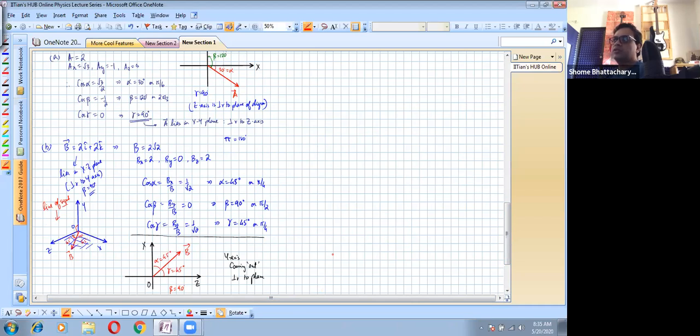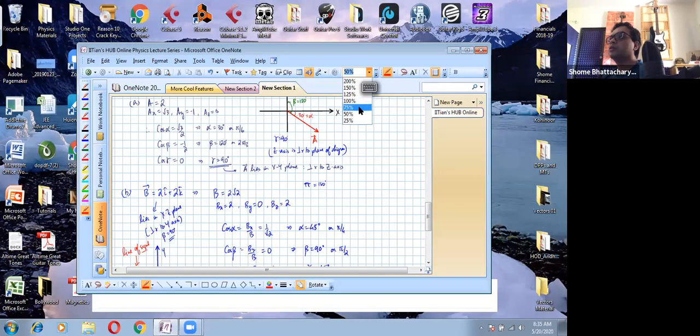Okay, people. So hope this is clear so far. Okay, good. So now let us understand a couple more important things related to direction cosines before we move on to the important thing for the day, which is going to be component, dot product or scalar product.